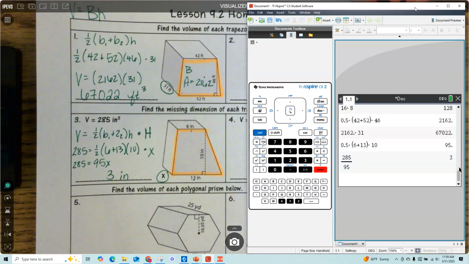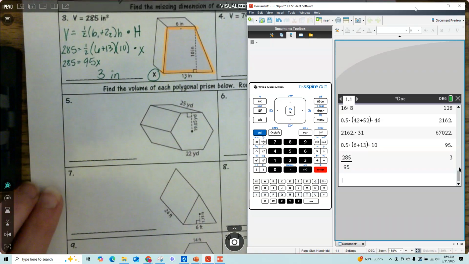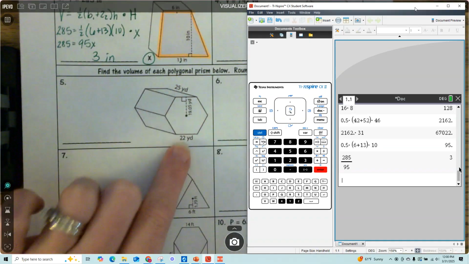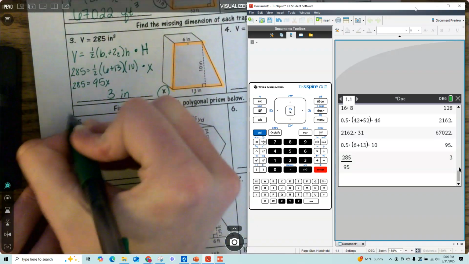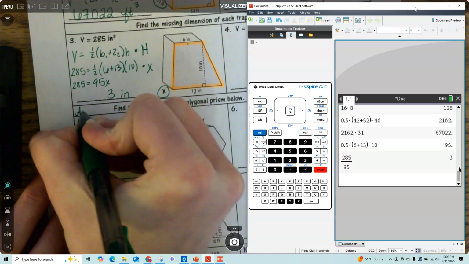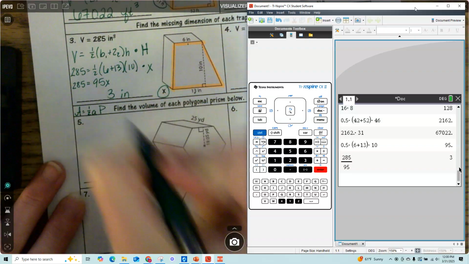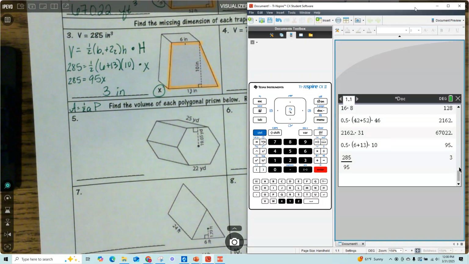And so that would be the height of that figure. All right. All the other prisms, any shape: triangles, squares, rectangles, hexagons, pentagons. The area of those shapes is 1/2 little a big P. This is what we did last unit.